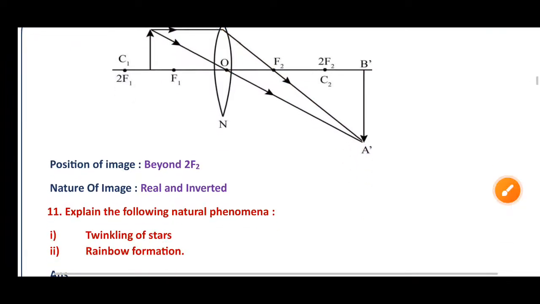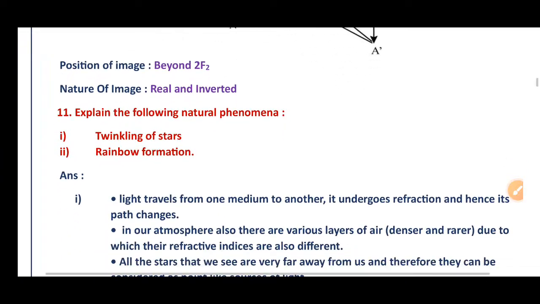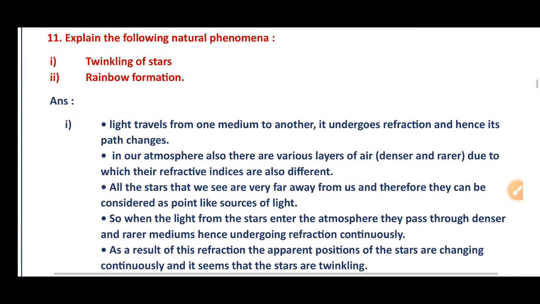Okay, then see, position of the image beyond 2f, then nature of image real and inverted. Then question number 11, explain the following natural phenomena. Twinkling of stars. Because light travels from one medium to another medium, it undergoes refraction, and hence its path changes.